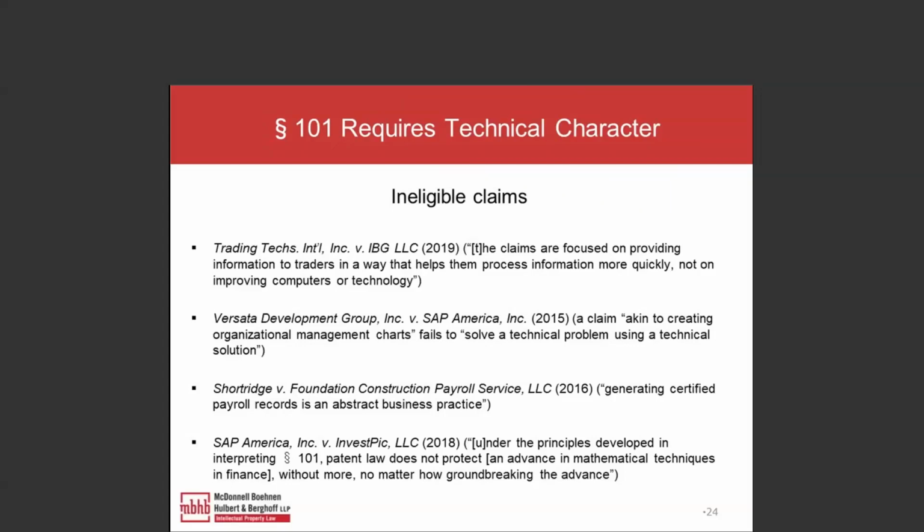In Shortridge, generating certified payroll records is an abstract business practice. In Section 101 lingo, the word business is a synonym for non-technical, or it's an antonym for the word technical. So when you see a court talking about a claim being evaluated under Section 101 and referring to that claim as improving a business practice or directed to a business practice, that's a bad sign for that claim because it's almost certainly going to be viewed as not having sufficient technical character.